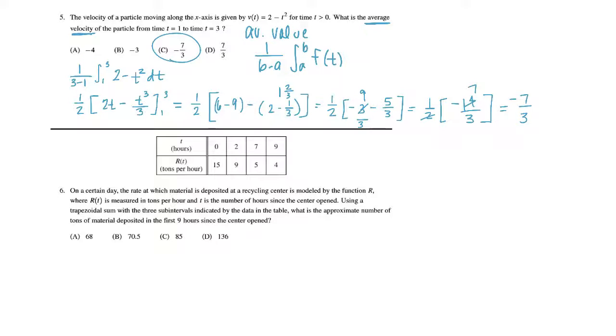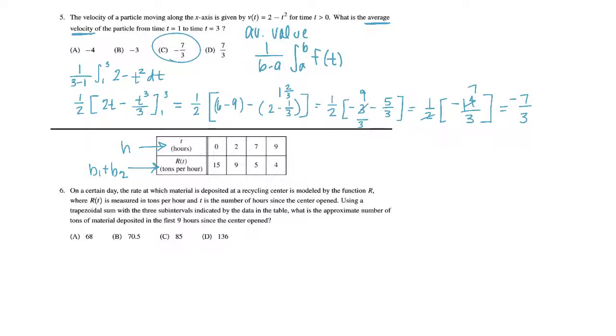All right, moving on. For our next problem, it looks like we have a trapezoidal sum. We're trying to find the approximate number of tons of material in the first 9 hours. For our trapezoidal sum, up here in our chart, we relied on the differences. That was going to be our height, and here was our base 1 plus base 2. So let's go ahead and do that sum.